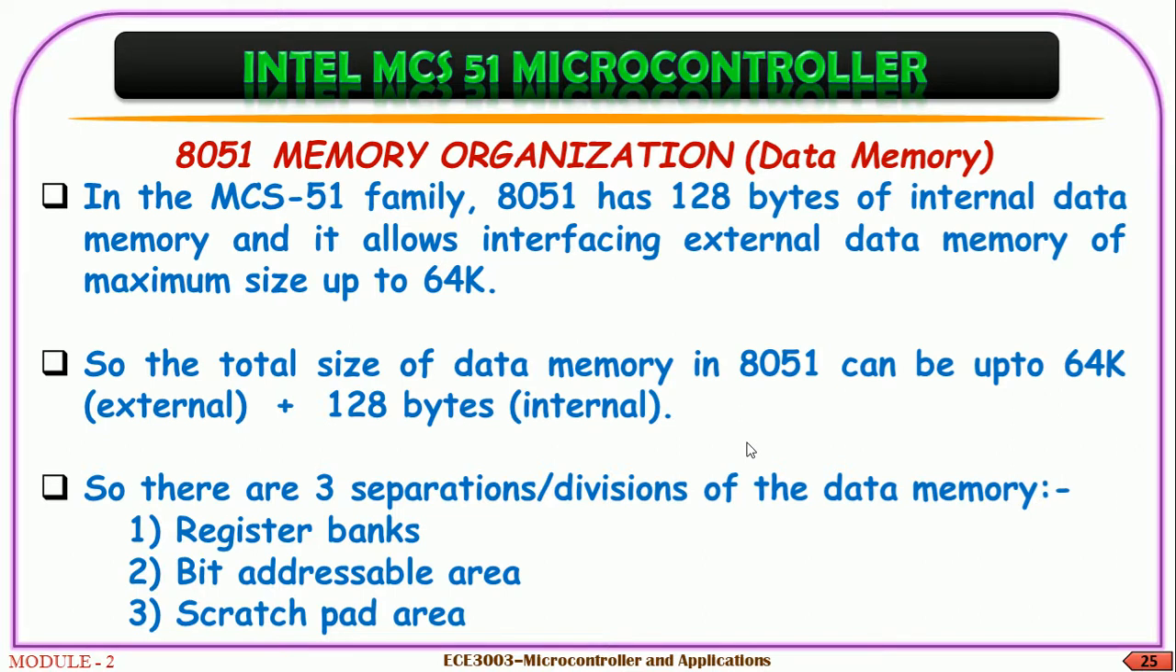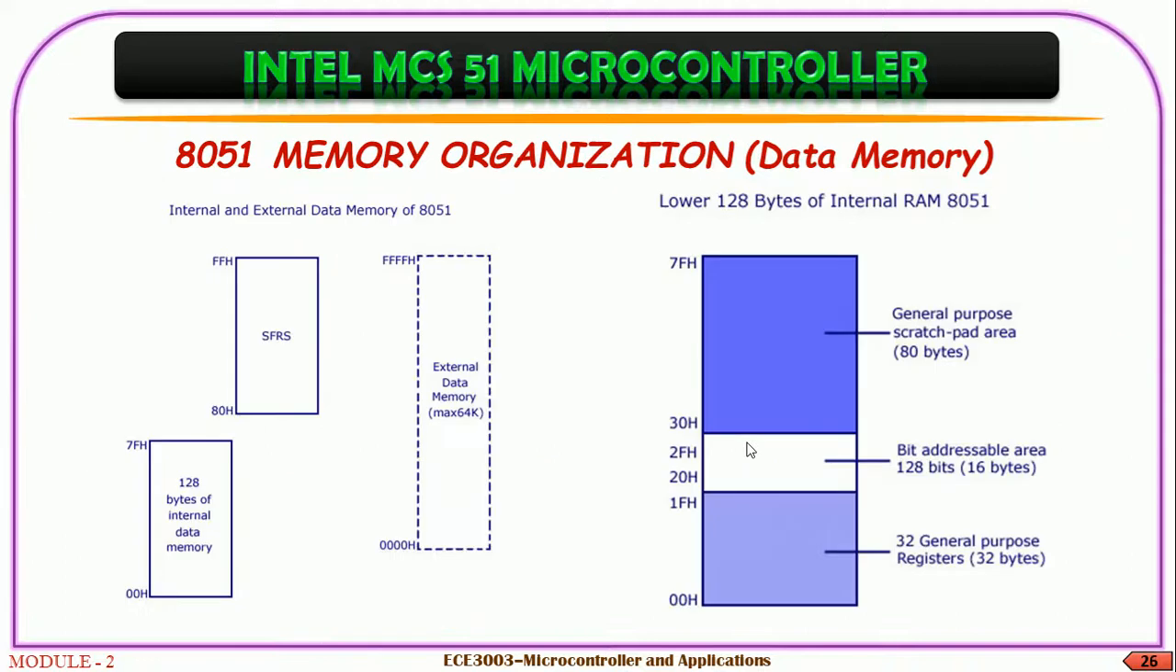Next, data memory. The 8051 has 128 bytes of internal data memory and it allows interfacing external data memory of maximum size up to 64 kilobytes. The total size of data memory can be up to 64K external plus 128 bytes internal. There are three separations of the data memory: one is the register bank, the second is the bit addressable area, and the third is the scratch pad area.